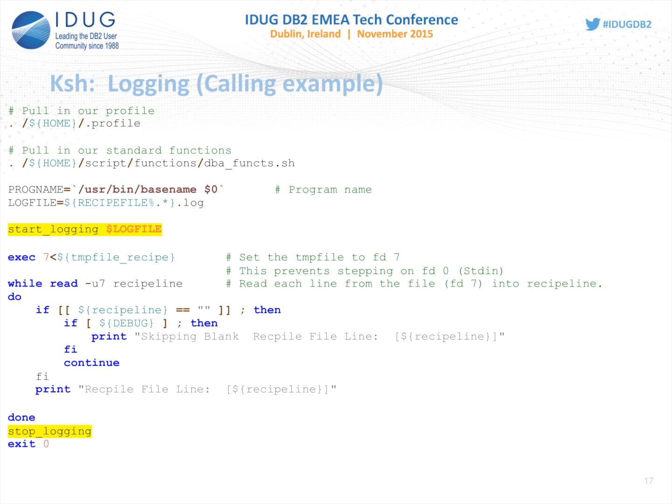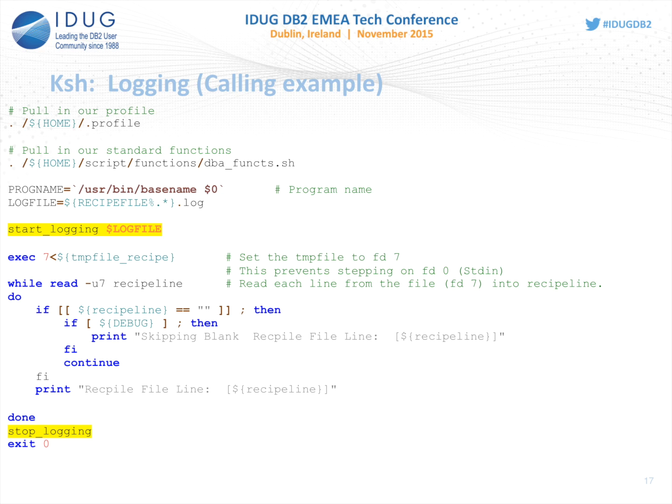So this is what it looks like when you call it. You just call start logging with a log file. And I want to point out, I pull in my profile and I pull in my function library. And that profile is important. I mentioned running from cron. You probably all know that if you run from cron, you get a crippled little environment that doesn't have everything that your standard environment has in it. So your script might run fine from the command line and not run at all from cron.